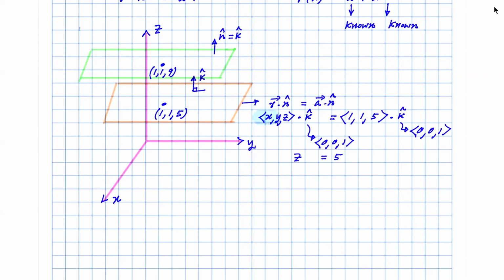Writing the plane equation this way, we call it the vector equation of the plane, because vectorially you wrote it. But when you simplify that, you get the scalar equation, which is the Cartesian equation. And that would be z is equal to 5. So z is equal to 5 is the Cartesian equation of that plane. That makes sense. Why? Because this plane is z is equal to 5.